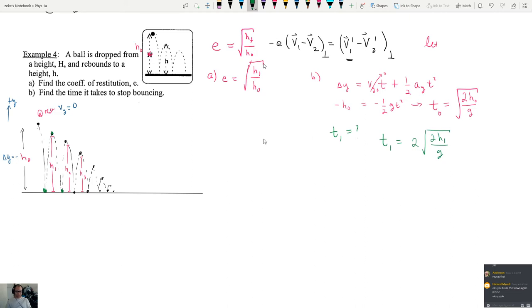And the 2 here is because the first fall on h0, it just had to fall from the top down to the bottom. Now, to cover the height h1, it has to go from the bottom back up to the top. That's going to take the square root of 2h1 over g. And then it has to fall from there back down again. So that's going to take that right there. Does that make sense to everyone?